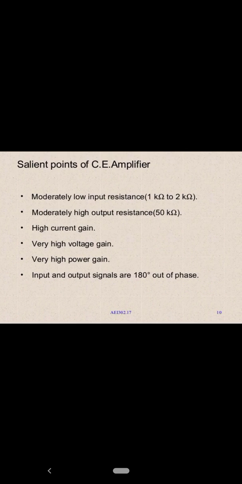Some points about the common emitter amplifier. It has moderately low input resistance, moderately high output resistance, high current gain, very high voltage gain, and very high power gain. Input and output signals are 180 degrees out of phase.